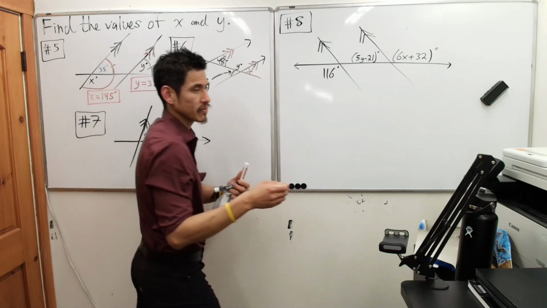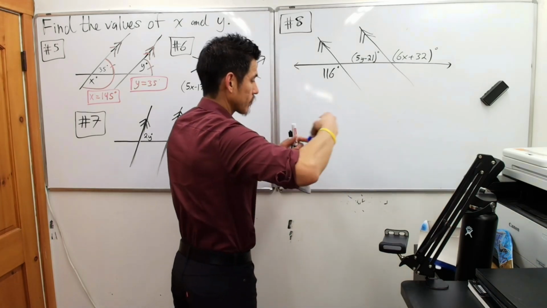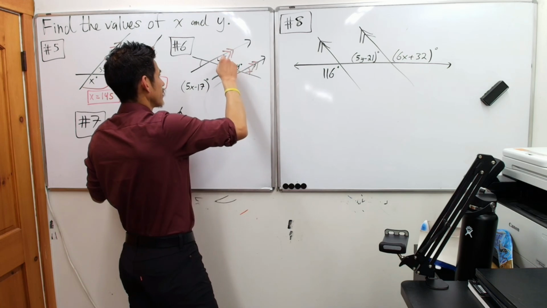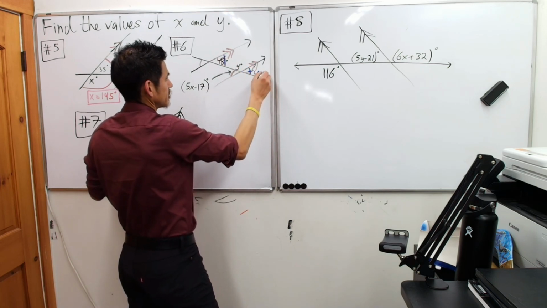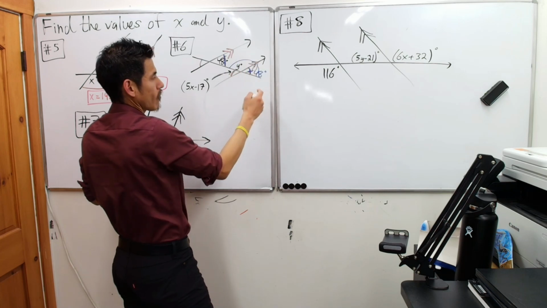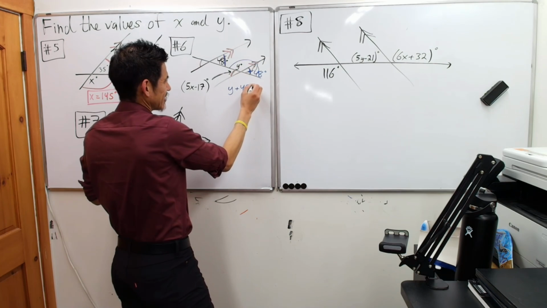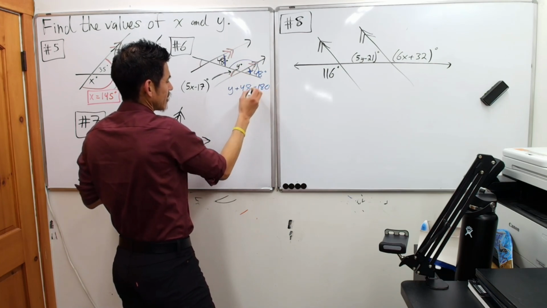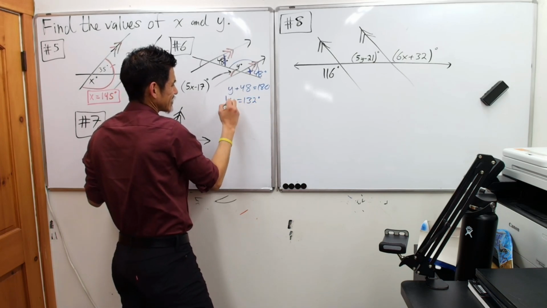Let me see if I have a different color. Blue. Say this blue angle is the same measurement as this blue angle here. So this is 48 degrees then. And since this is a flat angle, we know that y plus 48 is equal to 180. And so then y is 132 degrees.